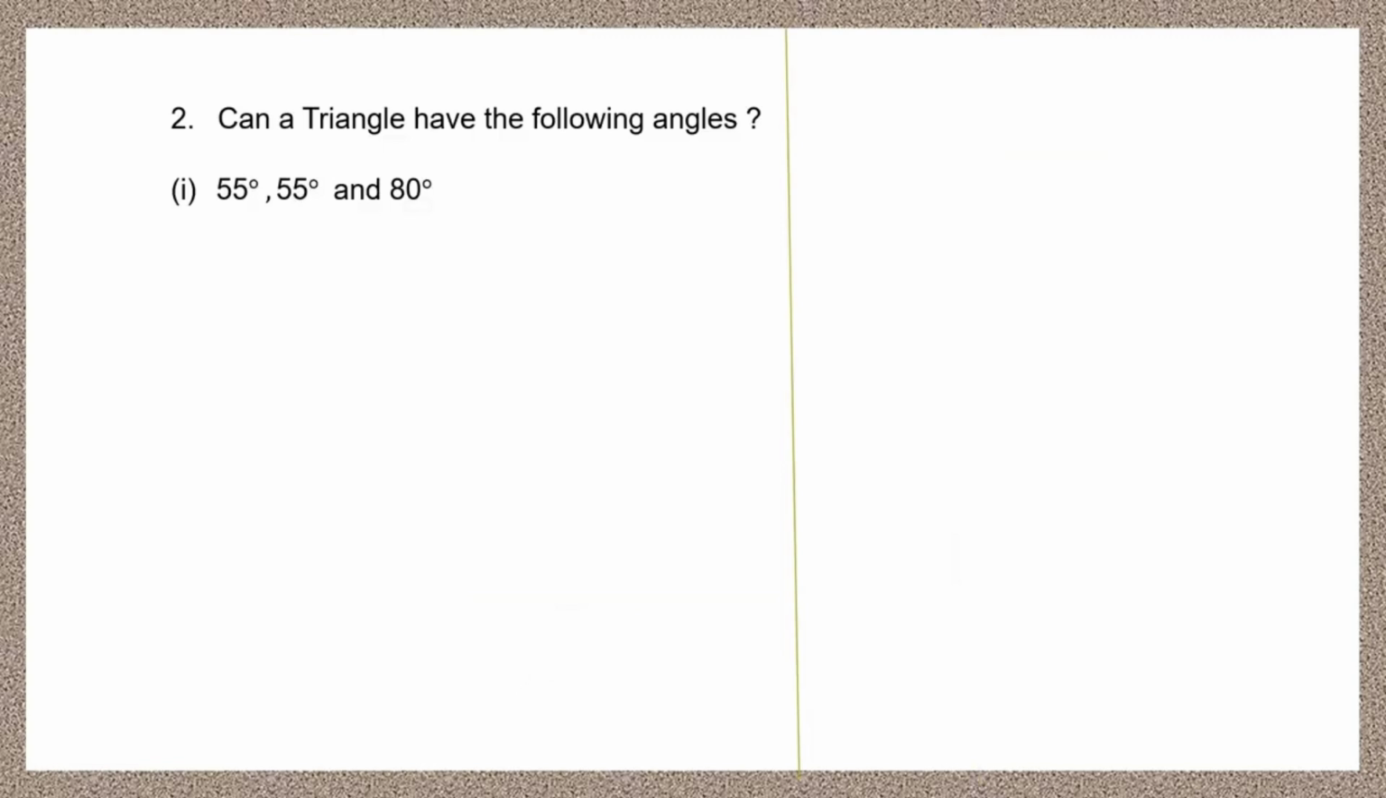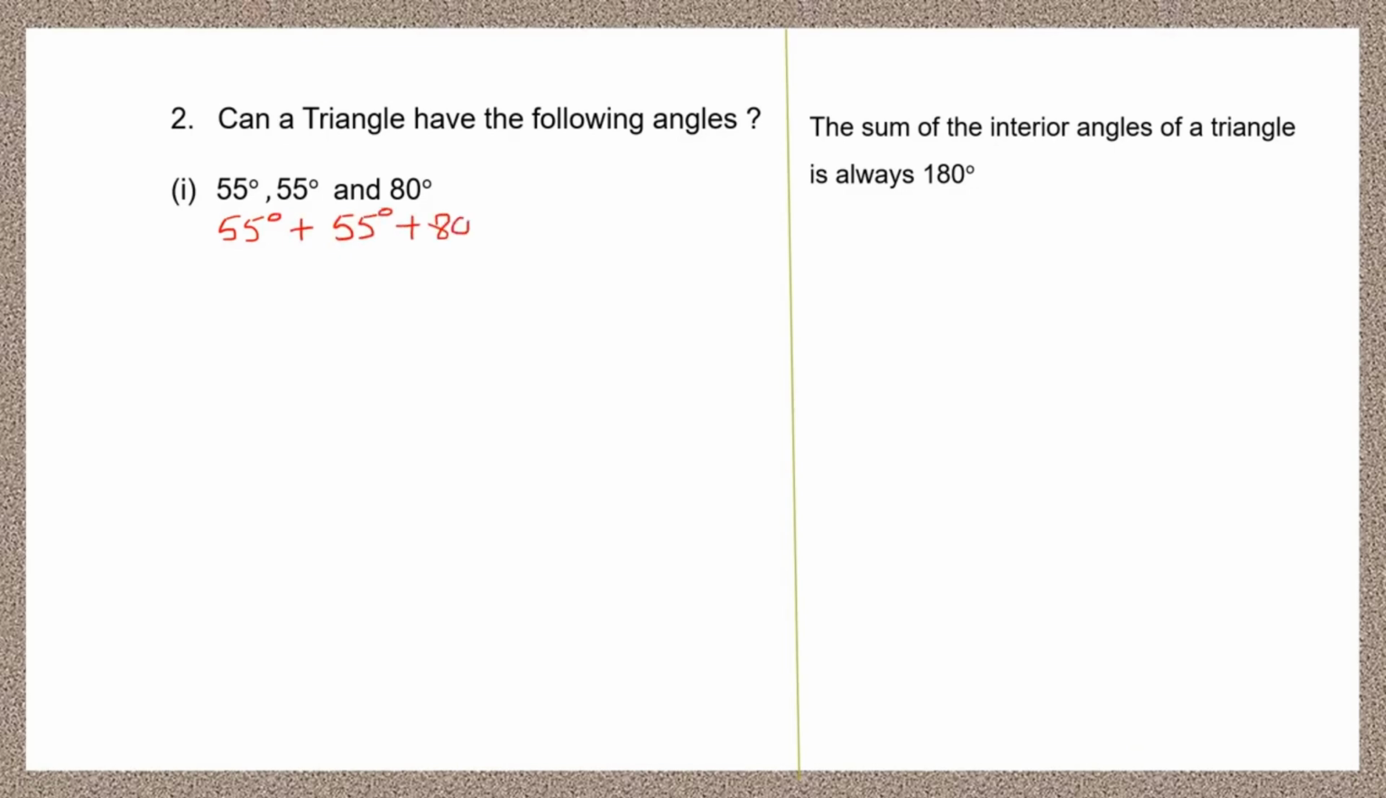Question 2. Can a triangle have the following angles? If the angles follow this property, that is, if they add up to 180 degrees, then they can be part of a triangle. So this property has to be followed. So in that case, I need to add 55 degrees plus 55 degrees plus 80 degrees. So let's add that up and see.